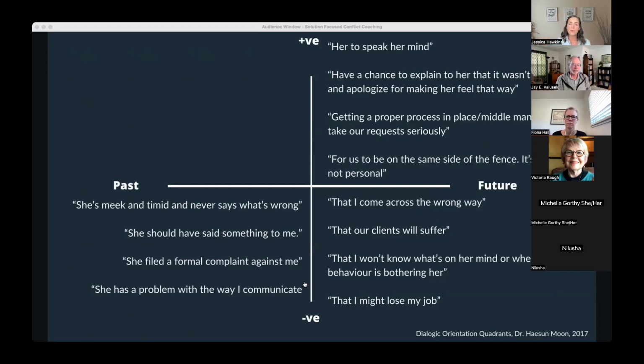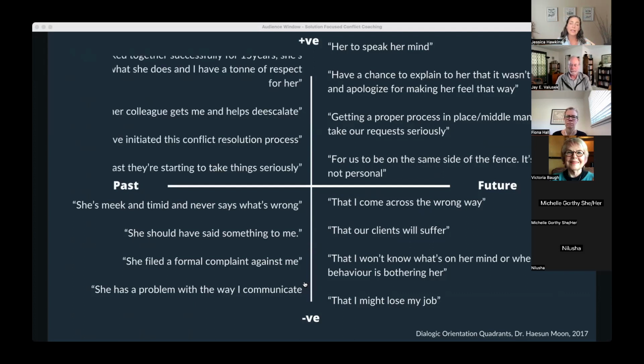We're starting to get more perspective on it into the resourceful past. What's working, what's helpful, what strengths, what nuggets of resources might already exist to help them get to this preferred future. He starts telling me, well, actually, we've worked together successfully for 15 years. She's incredible at what she does. She's our best nurse. I have a ton of respect for her. And the conversation starts to really change.